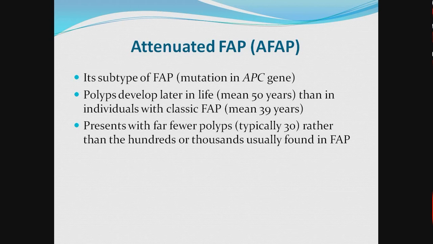It presents with far fewer polyps, typically around 30 polyps rather than the 100 or 1000 usually found in FAP. بينما بالفاب يوجد تقريبا مئات أو آلاف البوليبس ضمن المريض الواحد.